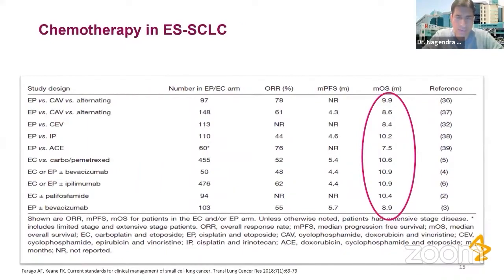So in the last couple of decades, we have seen that the median overall survival, in spite of various combinations of chemotherapy, was hovering around 9 to 10 months by and large. So patients with extensive stage small cell carcinoma carry a dismal prognosis. The majority of patients will succumb to their illness less than 1 year from the diagnosis.